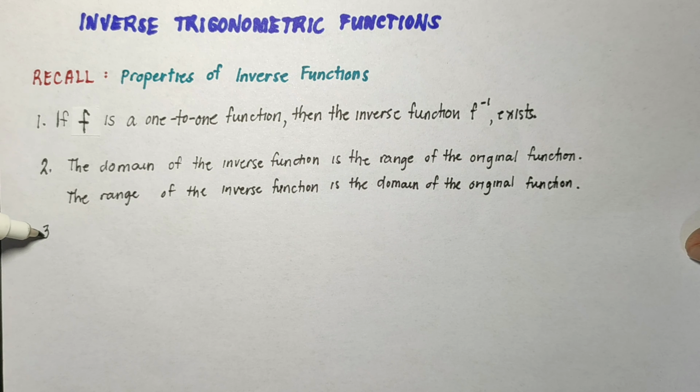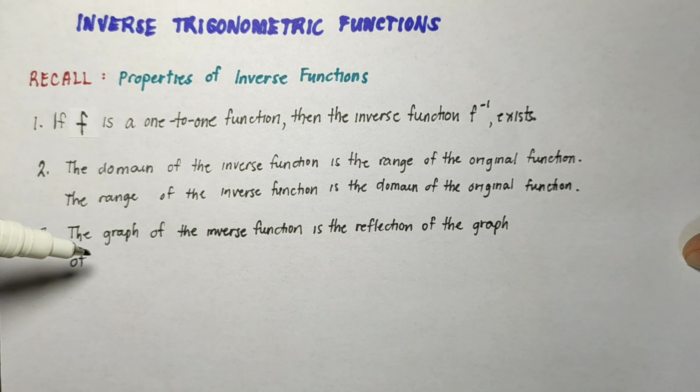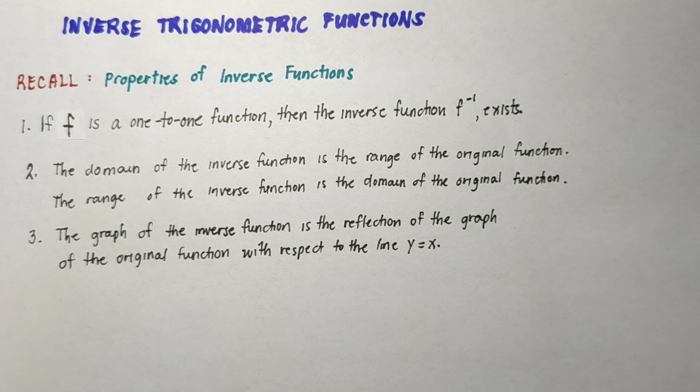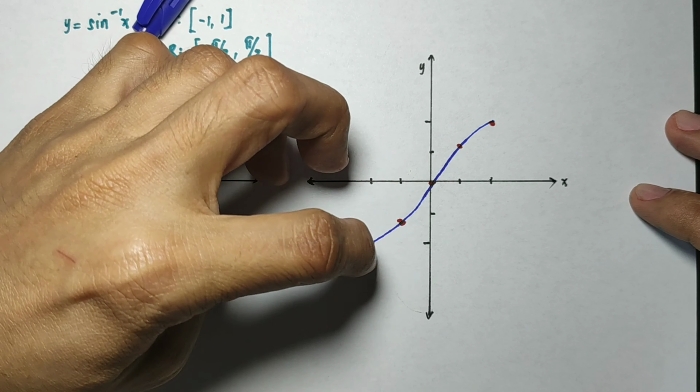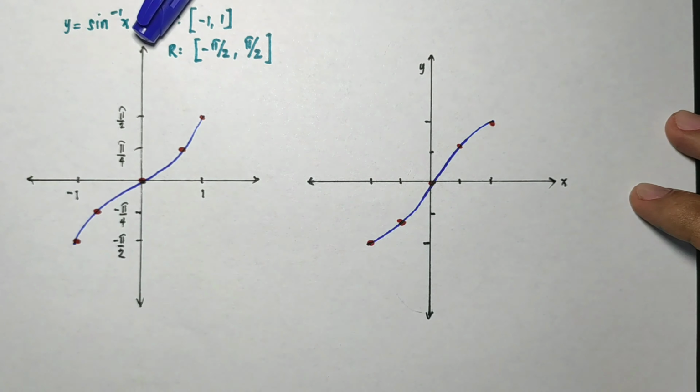Okay, number 3 property of the inverse function. Number 3, the graph of the inverse function is the reflection of the graph of the original function with respect to the line y equals x. So this is the graph of the function y equals sine x, where the domain is from negative pi over 2 until pi over 2. And this is the graph of its inverse.